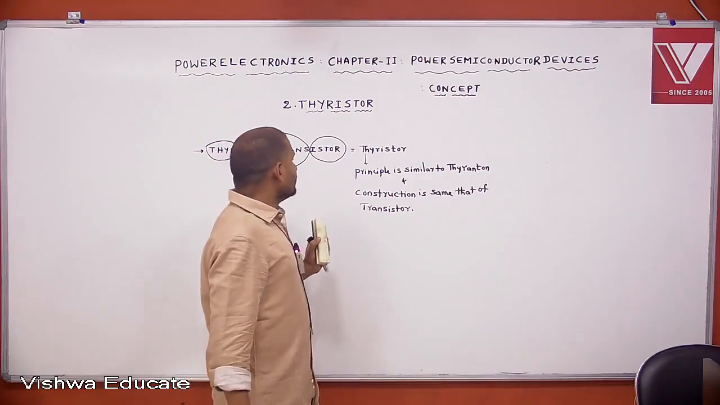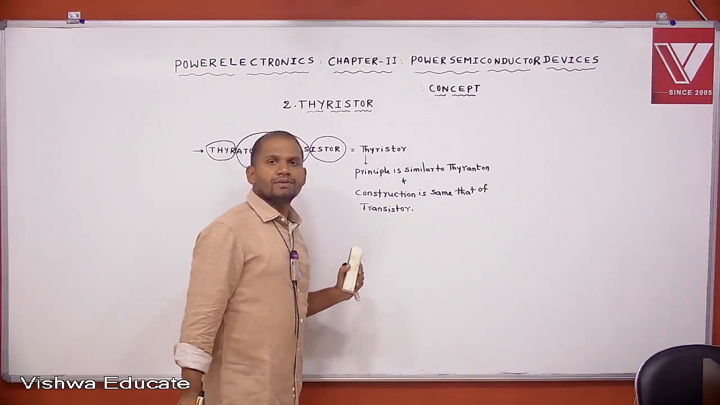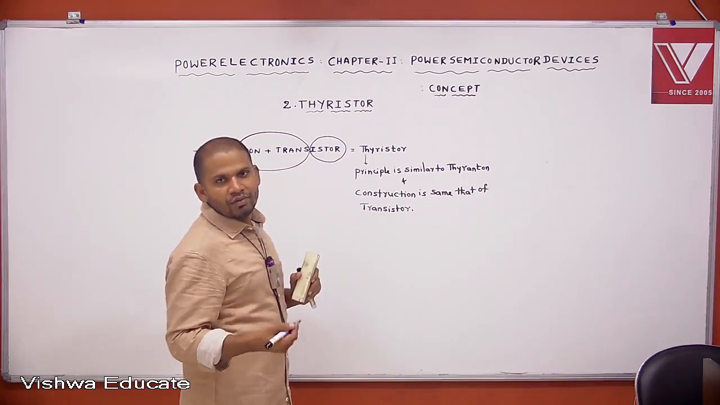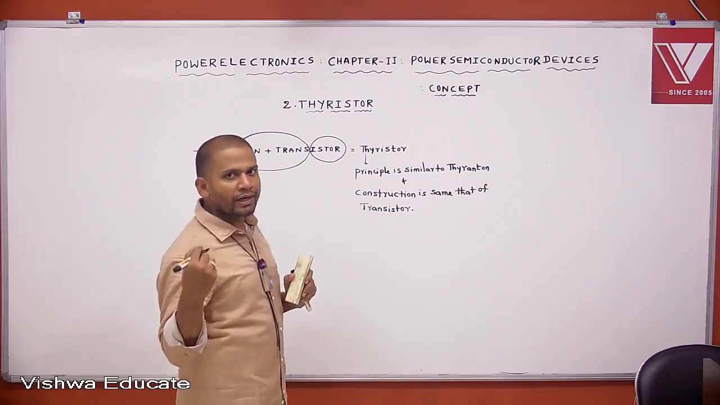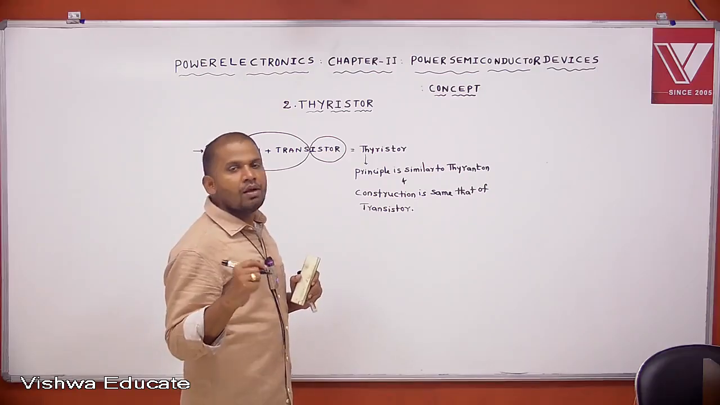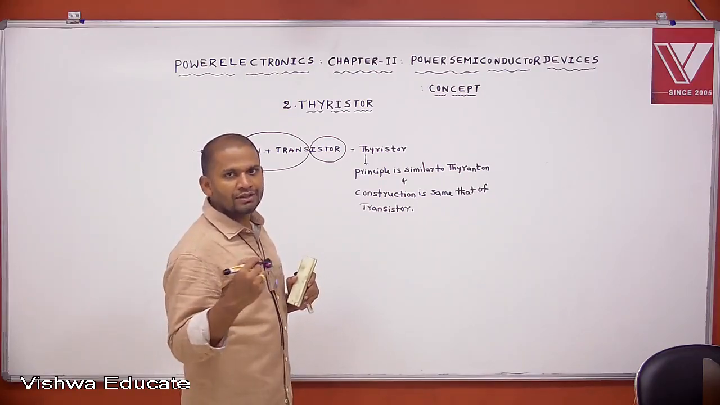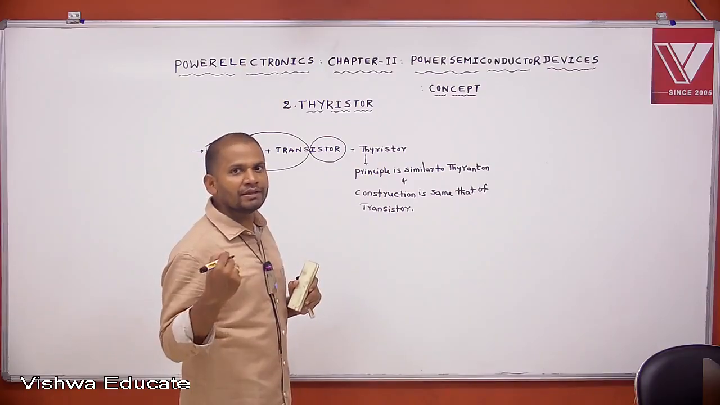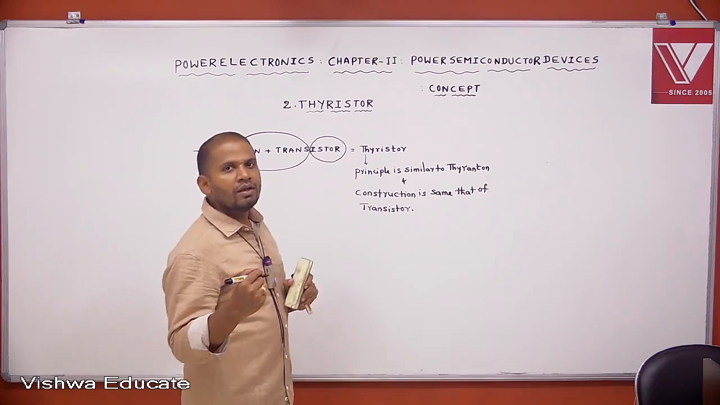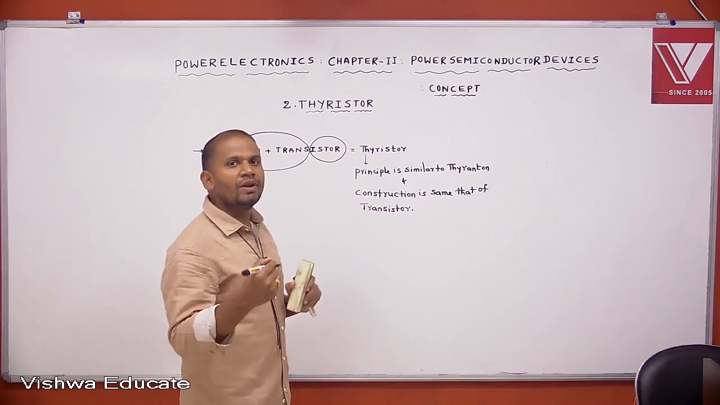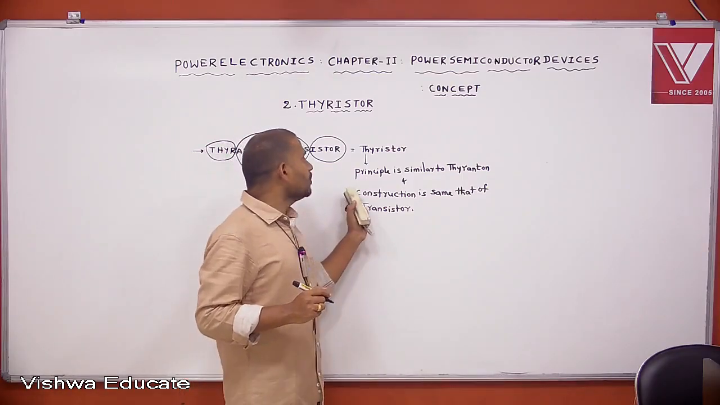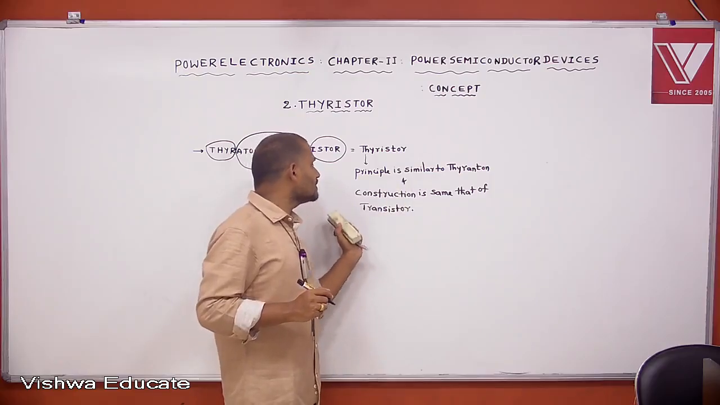Why I am telling that the principle is similar to Thyristor means before developing this device, the Thyristor was used for control rectification. But the problem with the Thyristor is that it is large in size. That's why we are implementing the new device, and in its implementation the construction is similar to that of transistor. Understood? That's why the principle is similar to Thyristor and the construction is the same as that of transistor.